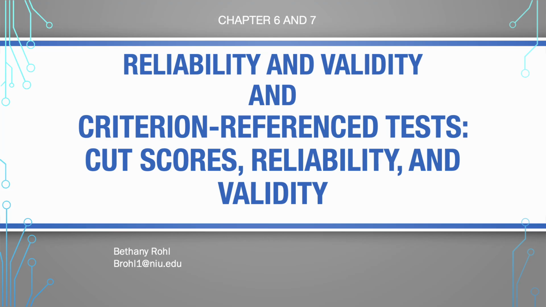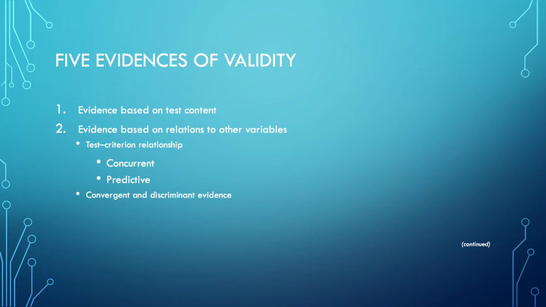This is audio lecture 2 for chapters 6 and 7, reliability and validity, and criterion reference tests. In the first video, we talked a lot about reliability. Now we're going to talk more about validity. As a reminder, validity is the degree of truthfulness of a test score, or is the test measuring what it's supposed to measure? We have 5 evidences of validity.